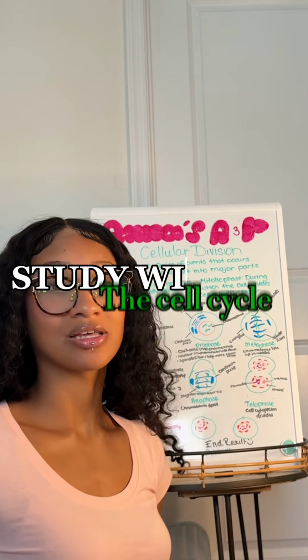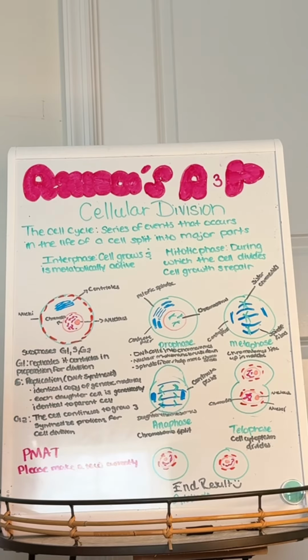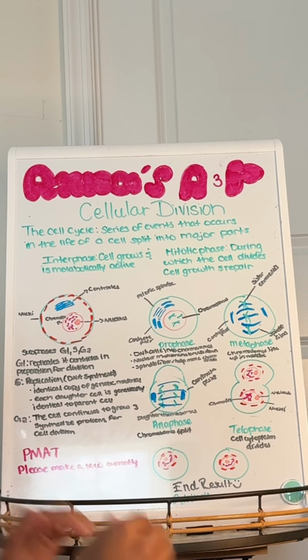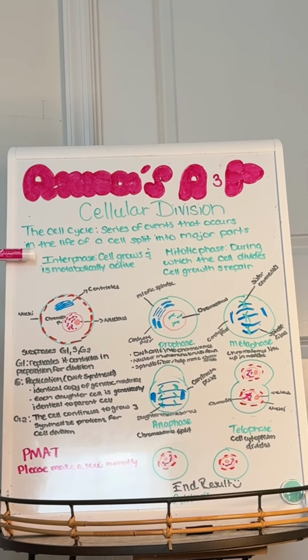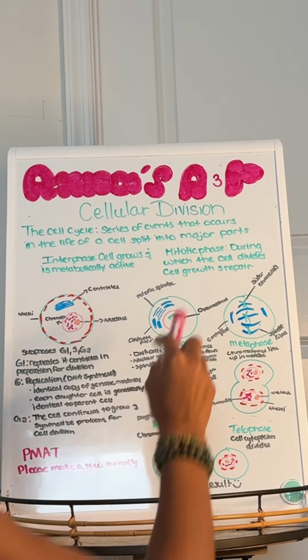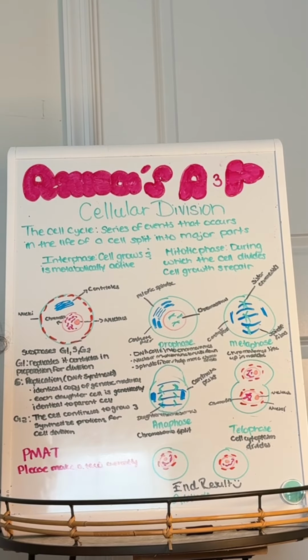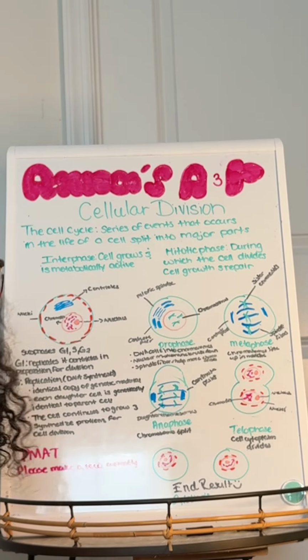Today we are going to be talking about the cell cycle. So the cell cycle is a series of events that occurs in the life of a cell and is split into two major parts. Interphase, this is where the cell grows and is metabolically active, and mitotic phase, during which the cell divides, and this is important for cell growth and repair.